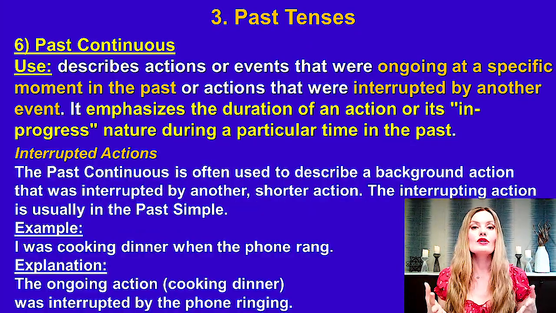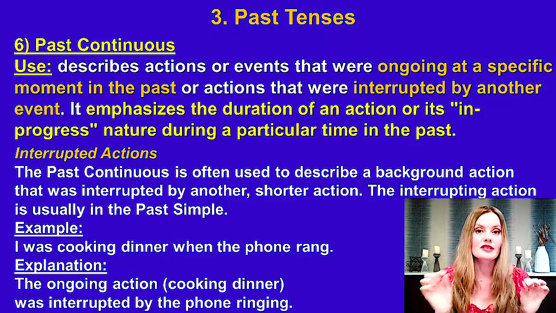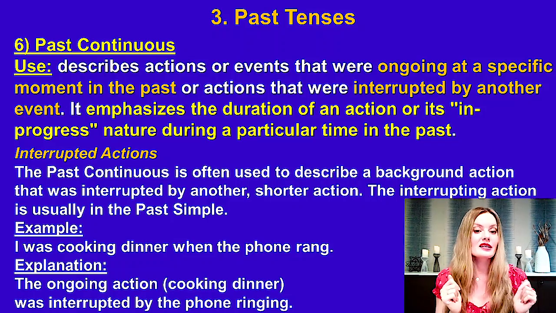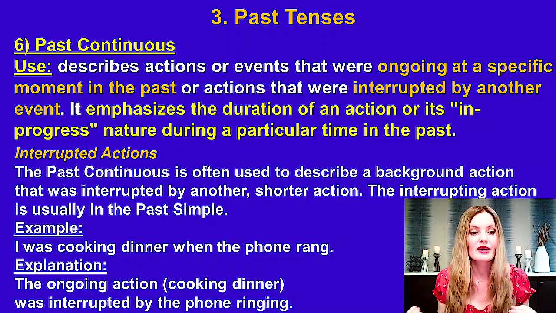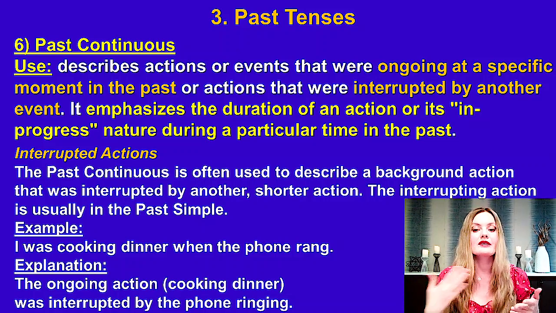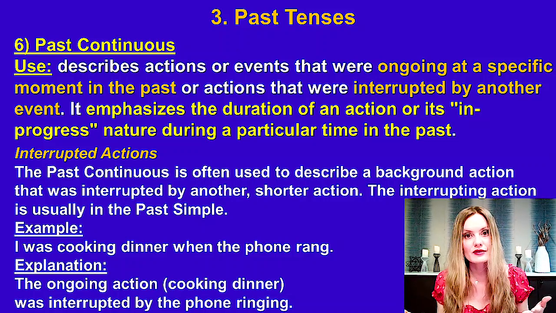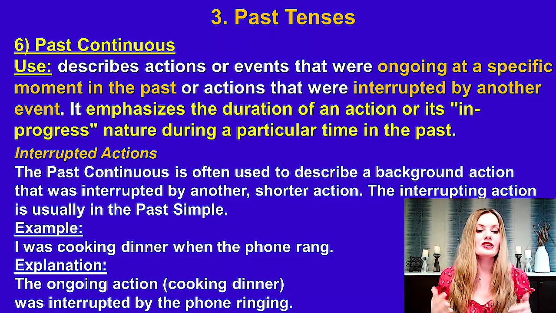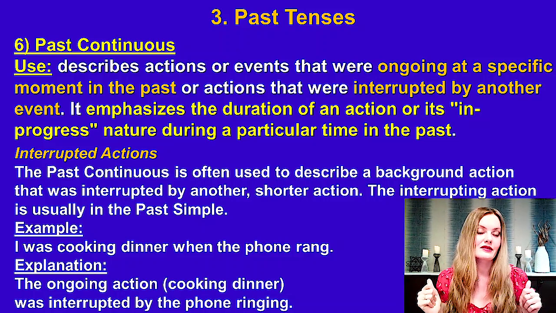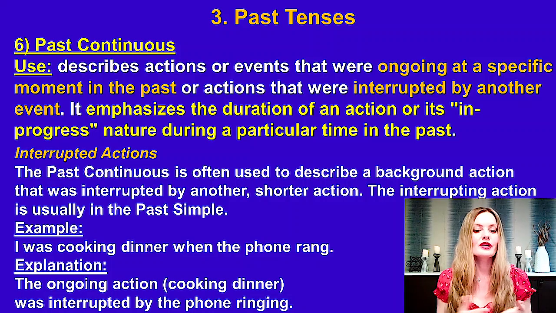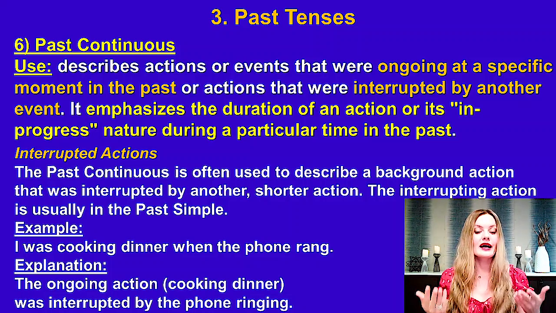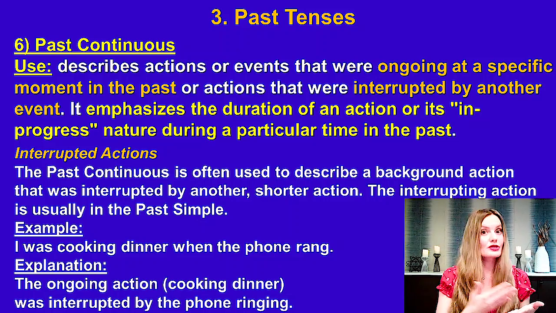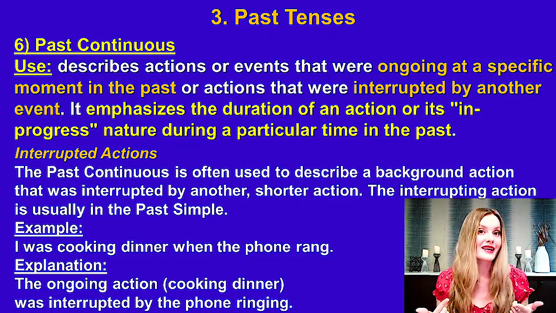Past continuous also describes interrupted actions. The past continuous is often used to describe a background action that was interrupted by another, shorter action. The interrupting action is usually in the past tense. For example, I was cooking dinner when the phone rang. The ongoing action, cooking dinner, was interrupted by the phone ringing.